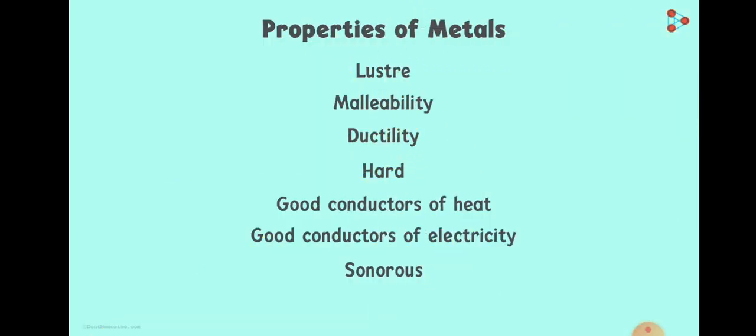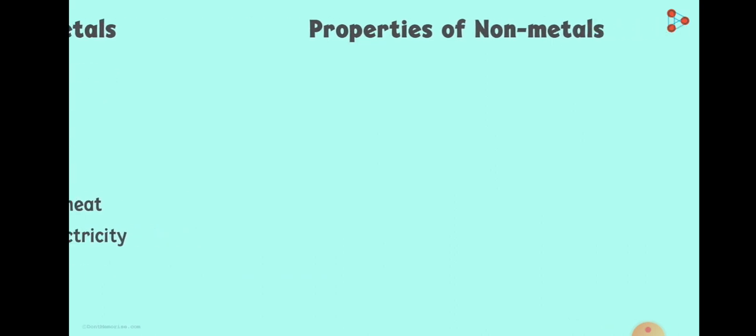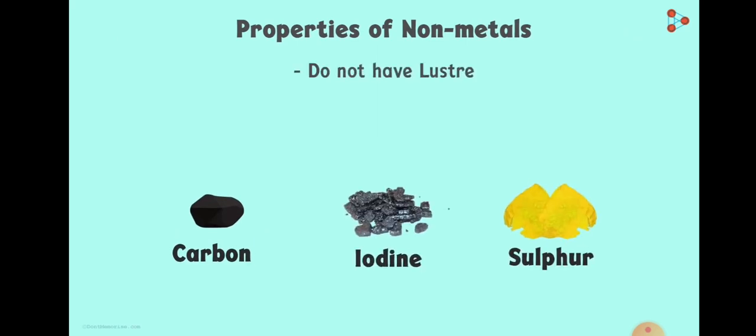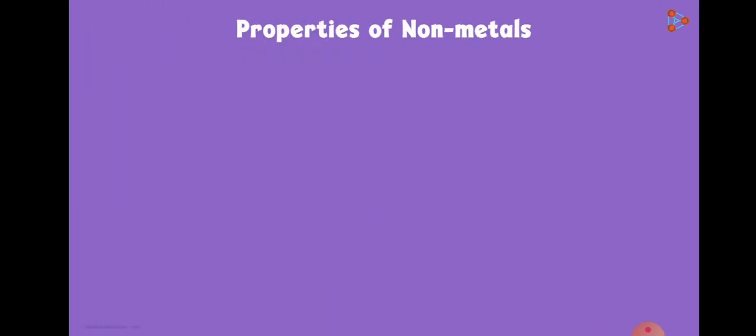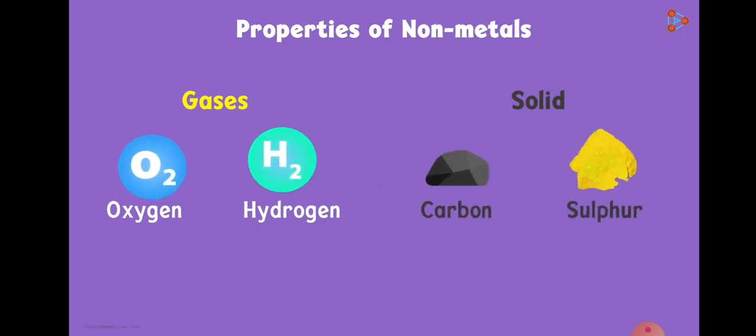If these are the characteristics of metals, what do you think will be the characteristics of non-metals? In simple words, just the opposite of metals. In a nutshell, non-metals like carbon, iodine, or sulfur do not have luster. They do not shine and are brittle in nature. What do we mean by brittle? They cannot be beaten into sheets or wires, as most of them turn into powder when hit by a hard substance. Non-metals can also be gases like oxygen, hydrogen, or solids like carbon, sulfur, etc.